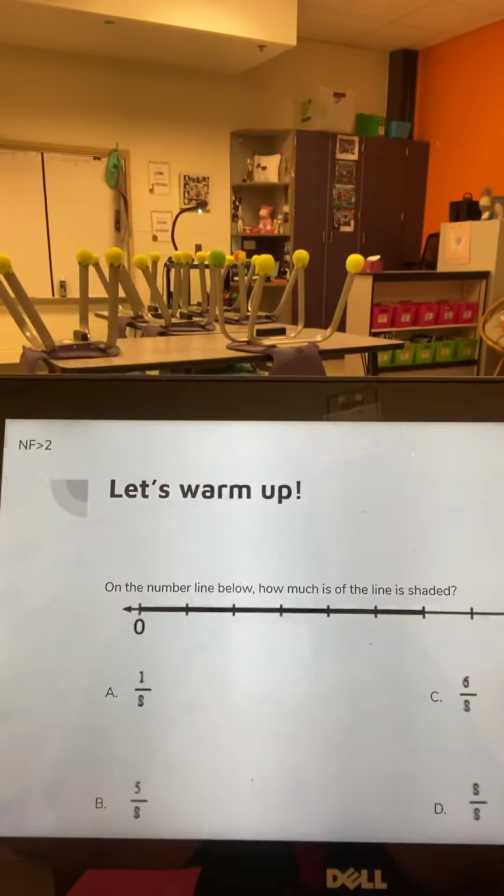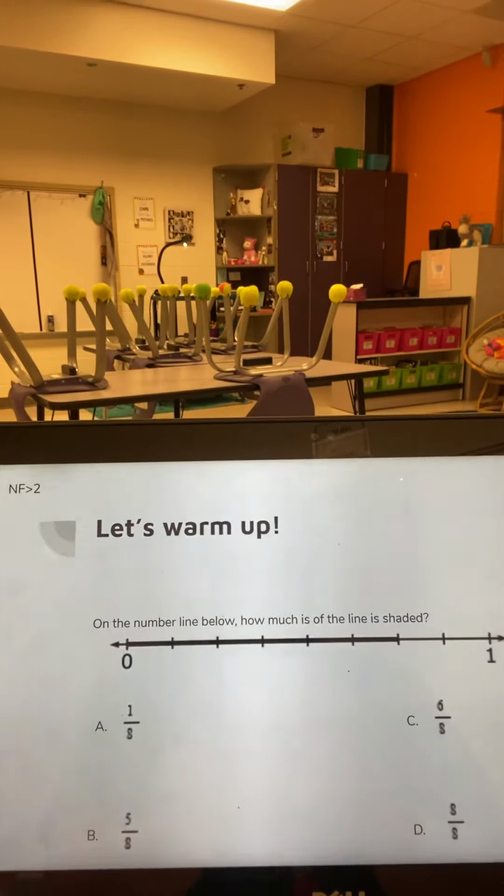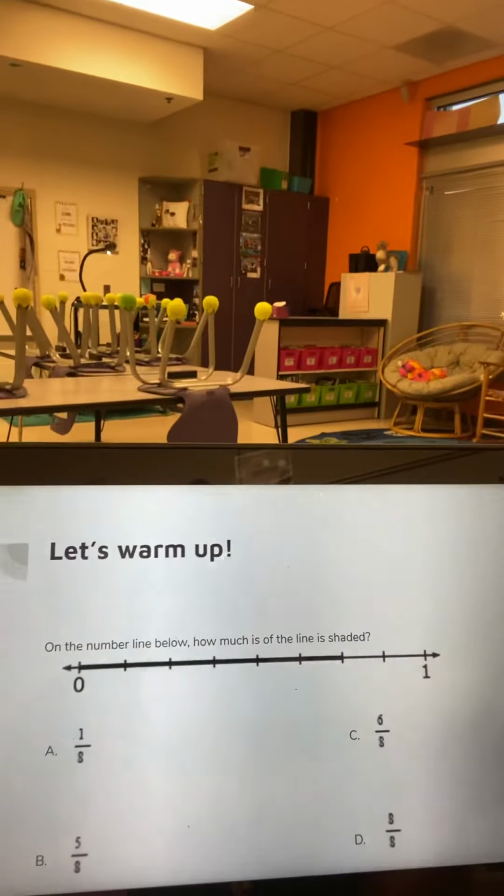So we're going to look at the first slide, and I'm going to try to turn this around, which I don't really know how. So I guess I'm not going to turn it around. All right, here we go. This is the slide that we are looking at currently. On the number line below, how much of the line is shaded is what you're looking at. I'm going to redraw this number line for you so that you can see it on my whiteboard, okay?